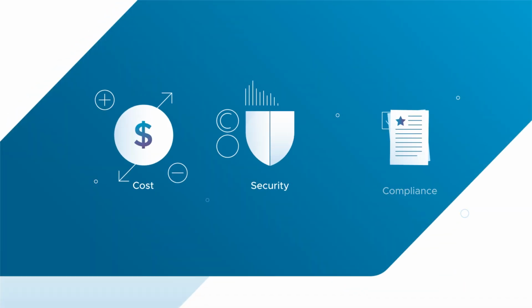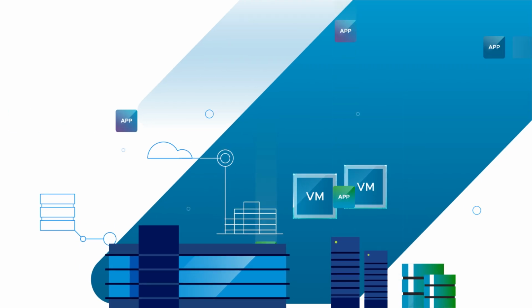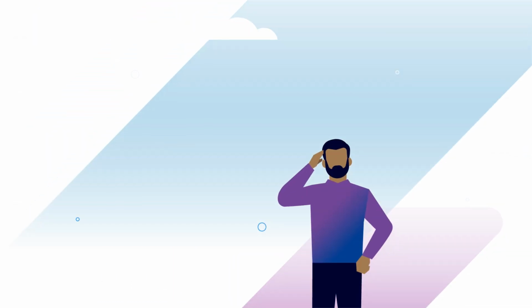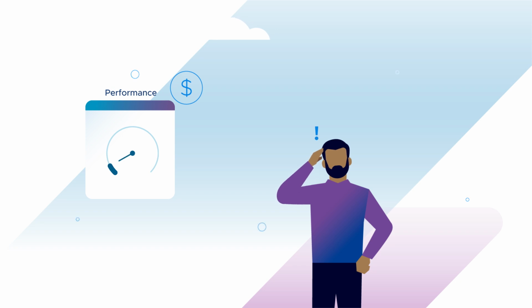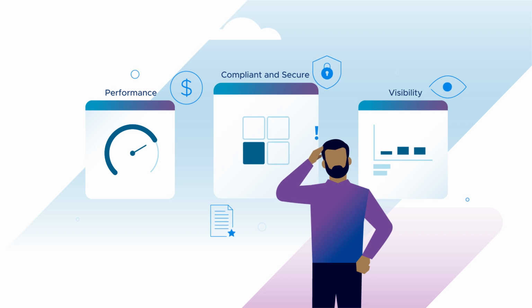Cost, security, compliance are key reasons why today's IT teams are bringing more applications on-premises, especially for modern workloads like AI and Kubernetes, which brings up all kinds of questions. Like, how do you get the best performance without overspending? How do you keep all of your environments compliant and secure? And what's the best way to see the big picture across all your data centers and clouds?